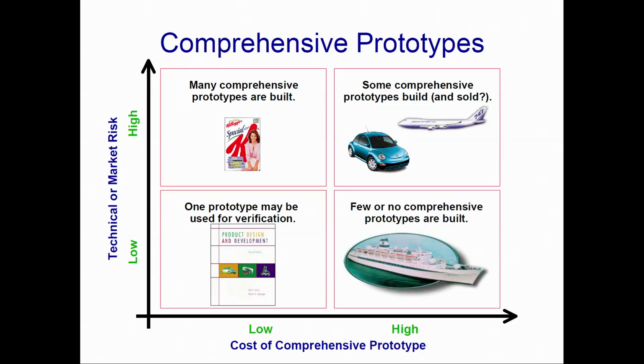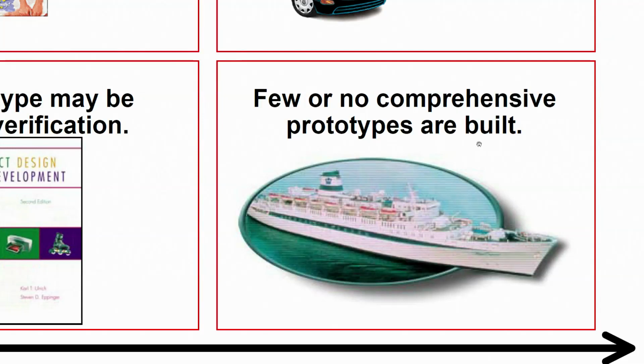And you go to the other side, technical risk, there is a beautiful ocean liner here, this extreme one. I do not know whether people say few comprehensive prototypes are built. It is not really true. For all the superstructure, probably no prototypes are built, but individual small parts are built, cabin layouts and all.